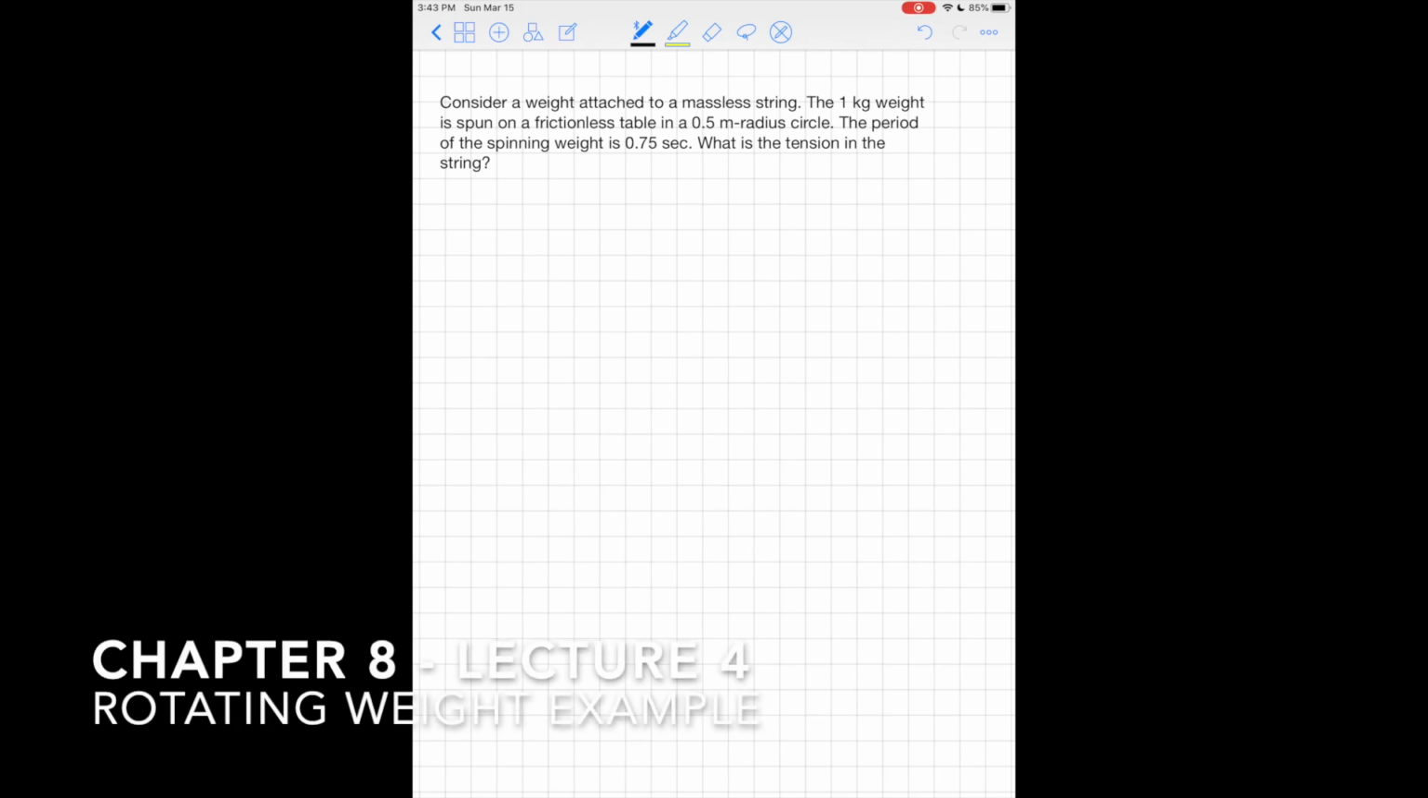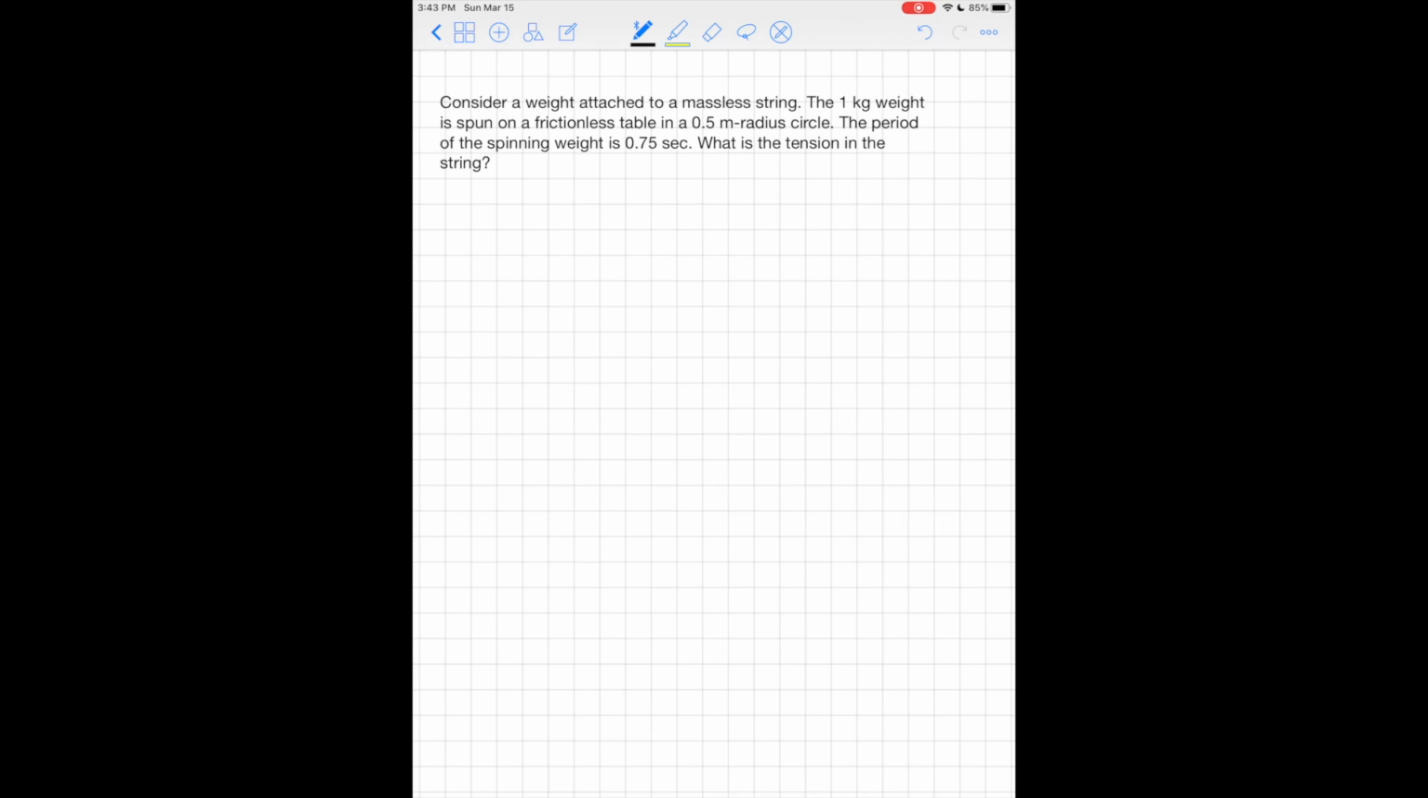Hello. So we're back now with a video actually doing an example of a rotating mass and talking about the radial forces on it. We're going to put into practice some of the things that we talked about in the last video with the free body diagram, considering it kind of just following behind our little go-kart. This time it's going to be a small little weight attached to a string.